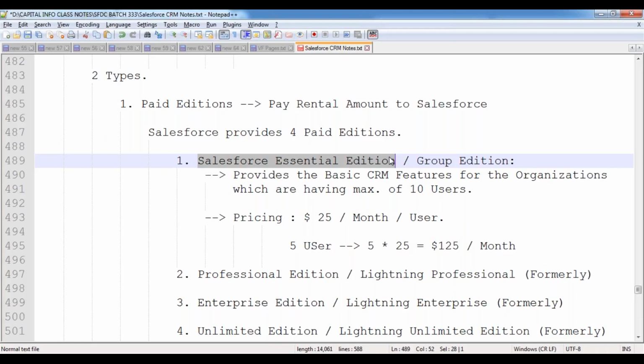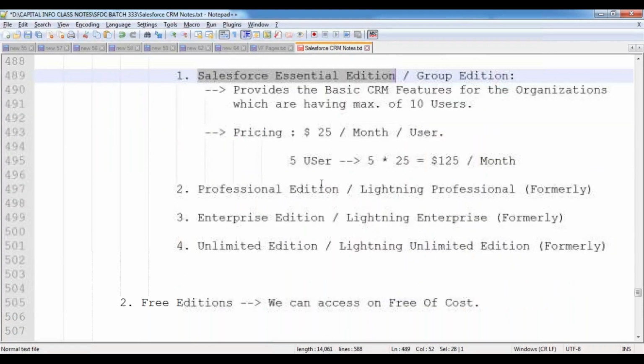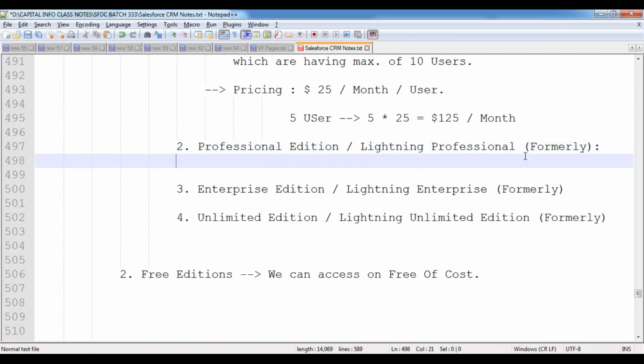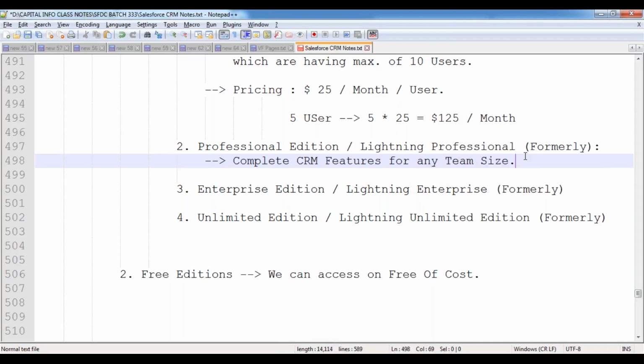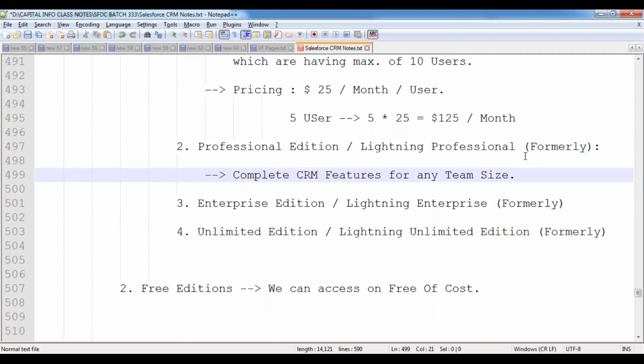Now, the second one, professional edition. Professional edition is going to provide the complete CRM functionalities, complete CRM features for any team size. That means if you have 100 employees inside your organization, and all those 100 employees want to access this application, then you can go with Lightning Professional, or simply what we call the professional edition.